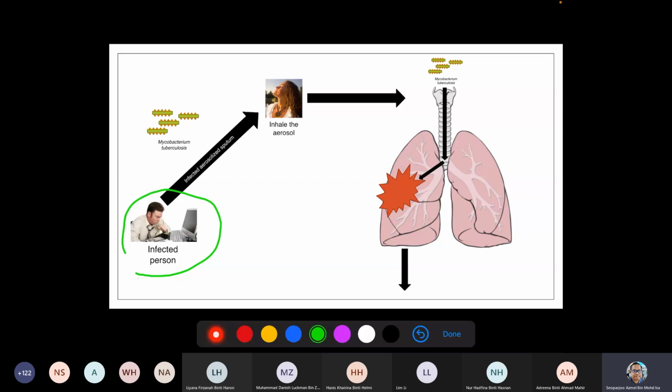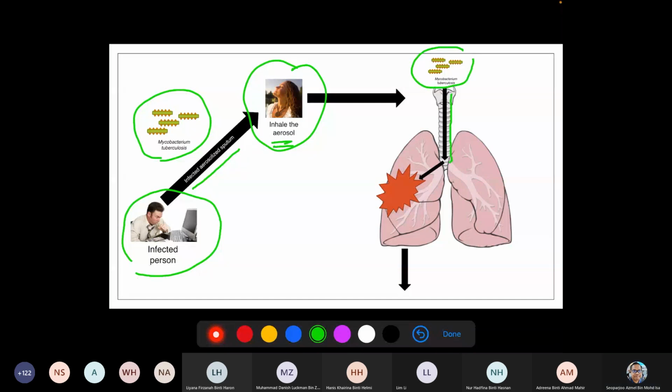So this infected person will have symptoms of coughing, sneezing, causing the infected aerosol to come out from his or her airway. So the infected aerosolized sputum, which contains a lot of Mycobacterium tuberculosis, is inhaled by a healthy but at-risk individual. All of these Mycobacterium that have been inhaled will then be transferred to the large airway and it will get stuck in the lung parenchyma.